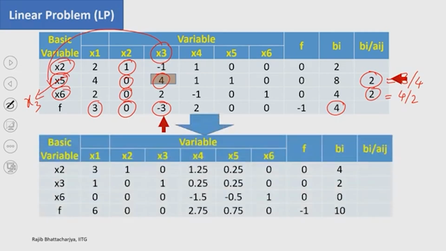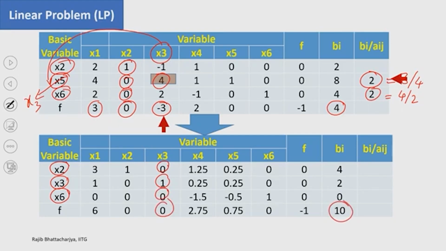So, if I do that, we are getting this table. Now, x2 is a basic variable, x3 is a basic variable, x6 is a basic variable, and here in x3, this is 0, this is 1 and this is 0 and this is 0, and what solution are you getting?